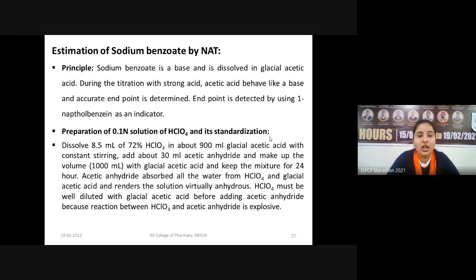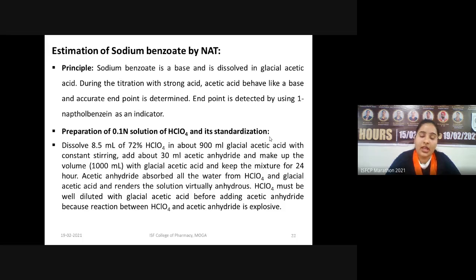Now we will be discussing the preparation and the standardization of perchloric acid which will be used here. First of all, we have to dissolve 8.5 ml of perchloric acid, that is approximately 72%, in 900 ml of glacial acetic acid with continuous stirring. Continuous stirring must be done while preparing any solution. And then we will be adding 30 ml acetic anhydride into it.